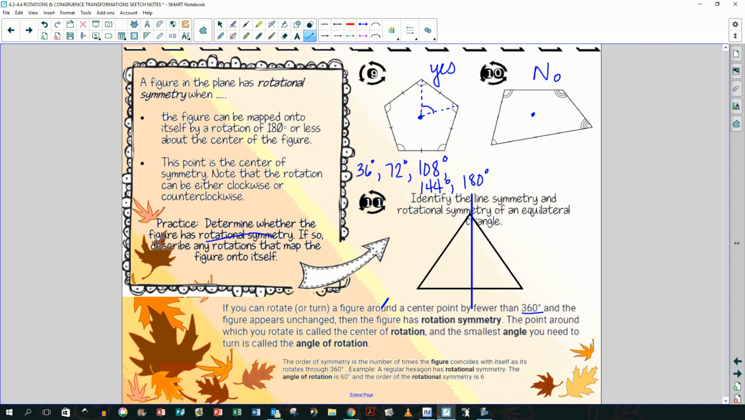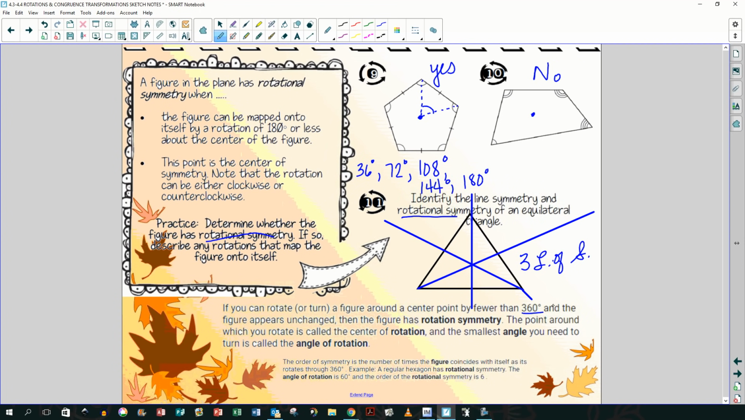That is not a line of symmetry because it's not going even. That would be a line of symmetry, and that would be a line of symmetry. So it has 3 lines of symmetry. I'm just abbreviating. And then it says identify the line of symmetry and the rotational symmetry.